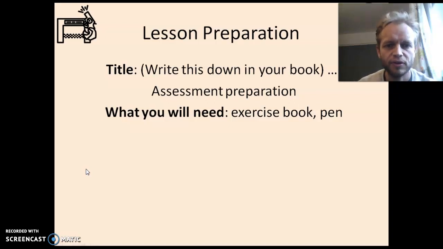So in your books, if you can write down assessment preparation, and all you'll need for this lesson is your exercise book and pen. We're going to talk through some ideas about command words. We started doing that in the Zoom but weren't able to finish it. So I'll go through those and then I'll show you some examples of good writing, things for you to think about. And then I'll talk through the 8 marker that is in your assessment. I'll give you a minute to write that down. Pause the video if you need a bit more time.